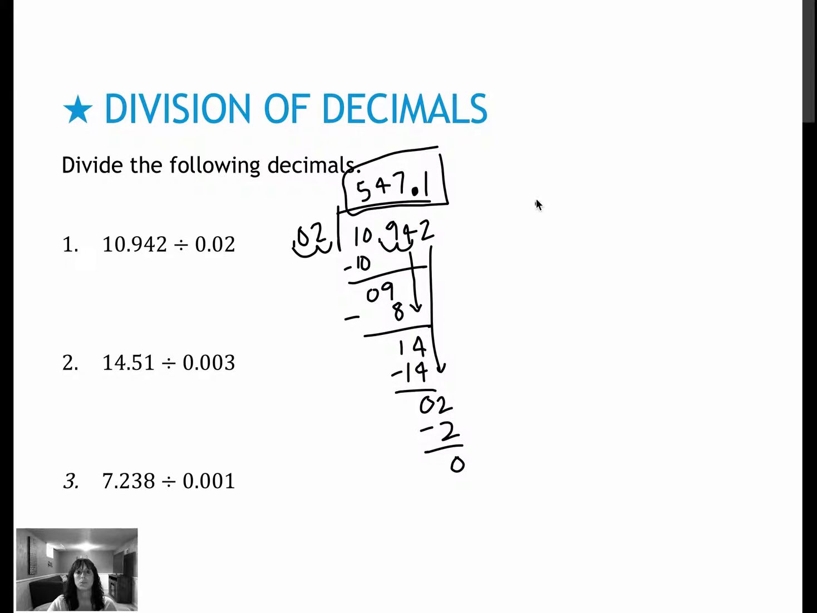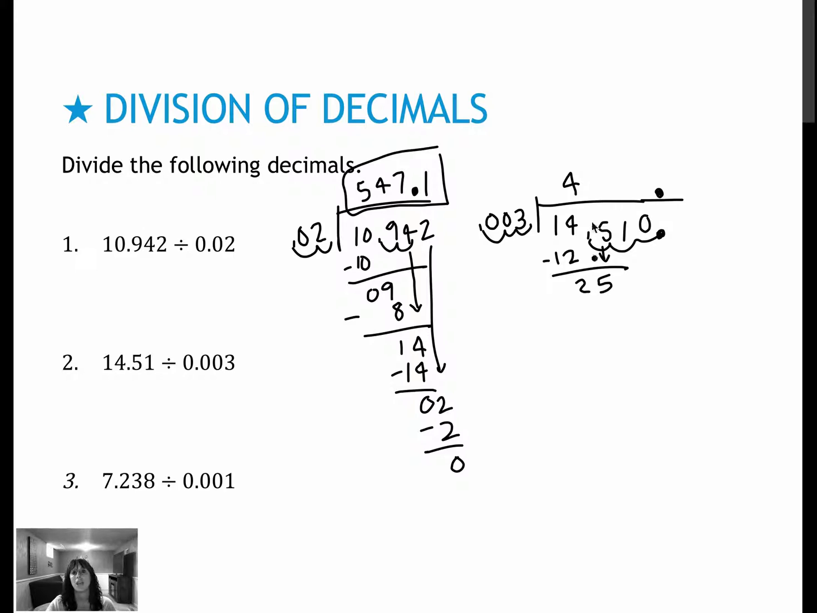For my next example, I've got 14.51 divided by 3 1,000ths. So 1, 2, 3 places. 1, 2, I don't have room, so I have to add a 0 for my third place. That's where the decimal would go. Now let's see what happens. 3 doesn't go into 1, but goes into 14 4 times, which is 12. I subtract to get 2, bring down the 5. 3 goes into 25 8 times. 3 times 8 is 24.